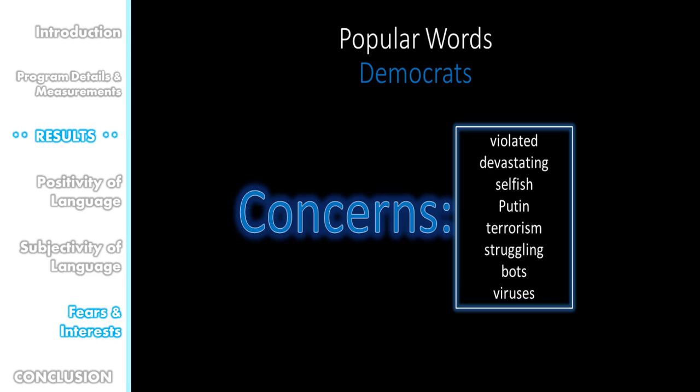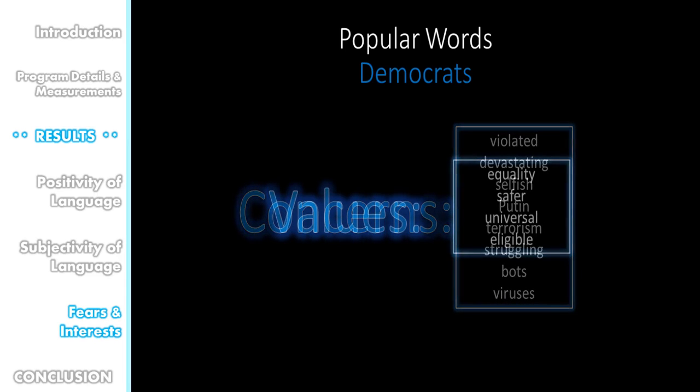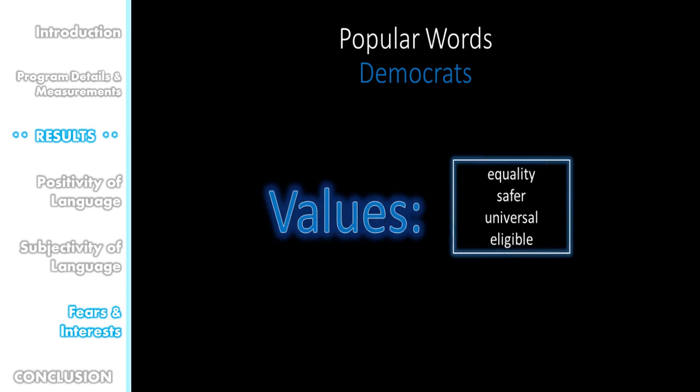Now, as we'll see when we get to the Republicans, they're also concerned about terrorism, but they don't use the word. Republicans personalize it, and Democrats do not personalize it. So Democrats are concerned with terrorism as a noun, but Republicans are concerned with terrorists. But we'll get to that later. And here we see their values.